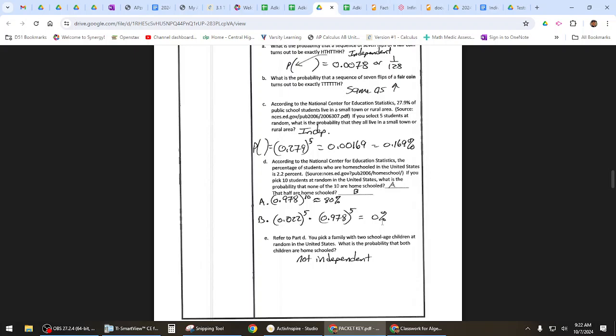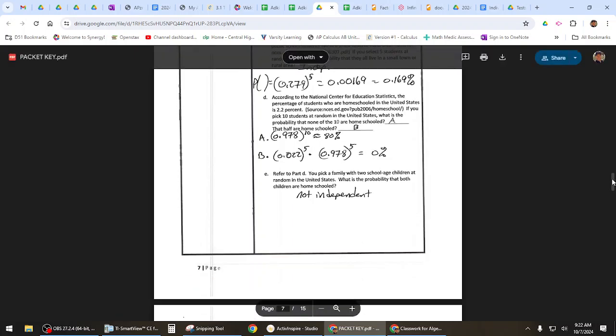Anybody else know homeschool kids? This valley actually has a pretty big homeschool population. It probably would definitely not be 2.2%. I guess it's much higher than that. But nationally, I think that's probably where that's from.